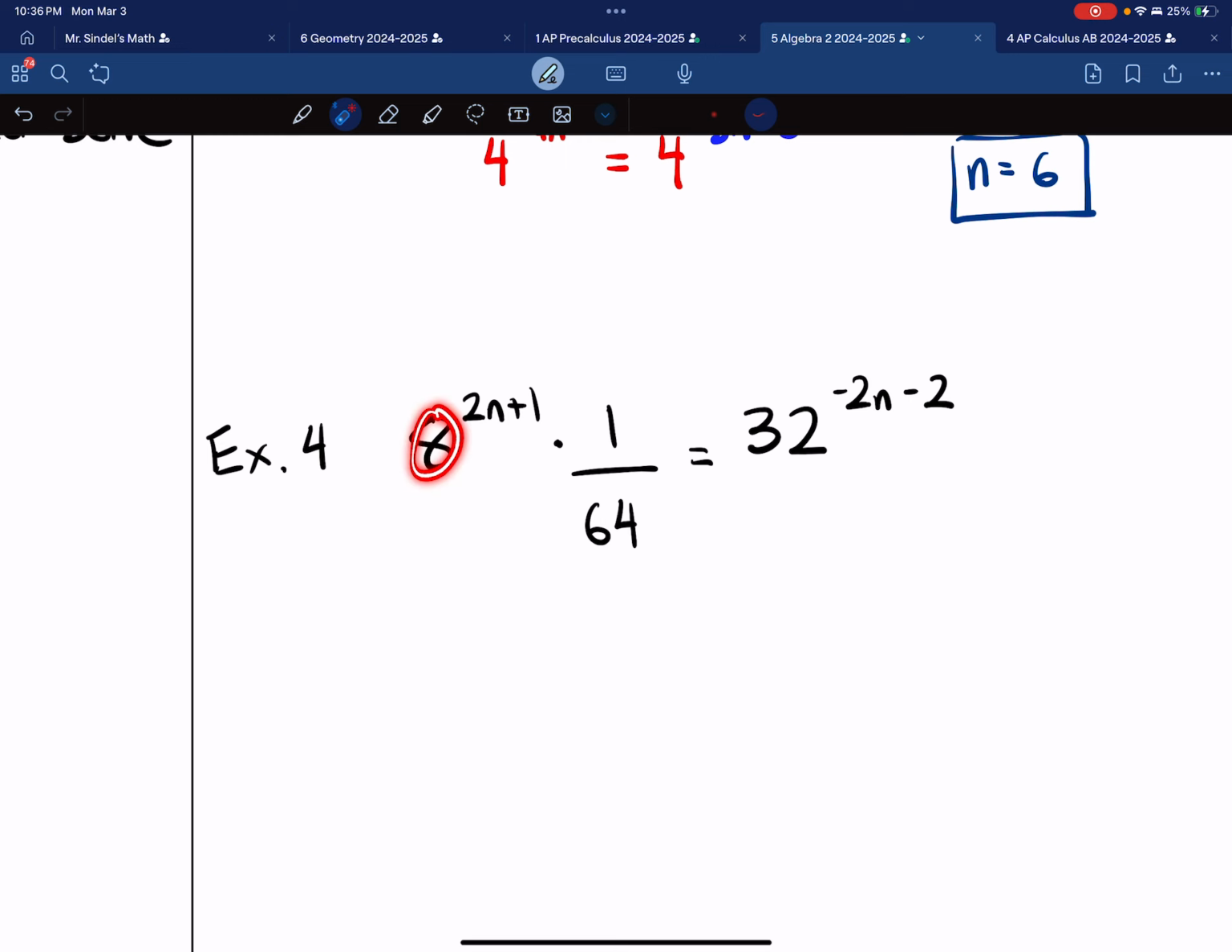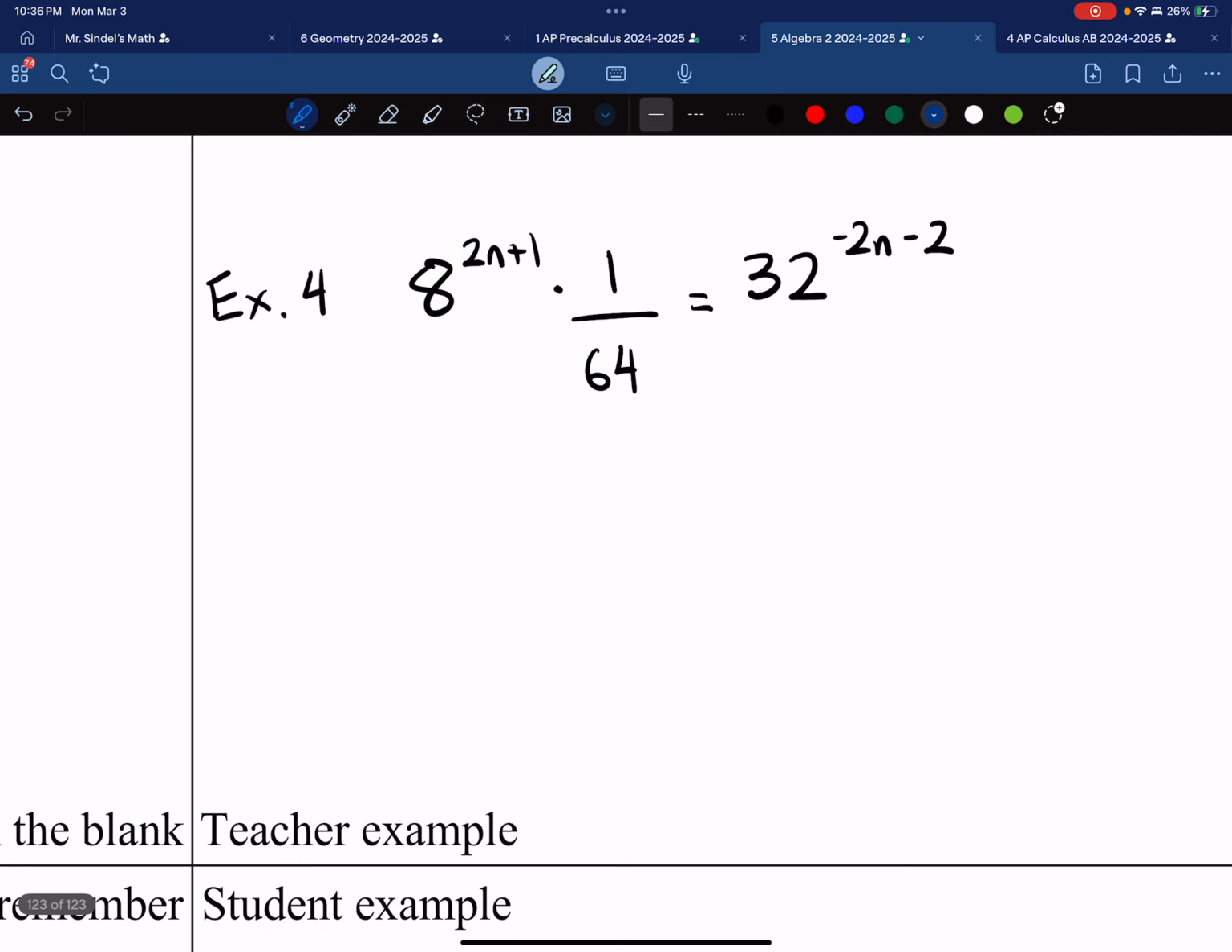So for 8, there's no number squared that will give us 8, but there's a number cubed that will get us 8. Therefore, my base that I'm thinking of is 2 to the power of 3. If I choose a base of 2, can I get to 64? Yes. Can I get to 32? Yes. So the common base is going to be 2. Let's go ahead and try it. So I'm going to have a 2 to the power of 3. That gives me an 8. And then I have to take this to the power of 2n plus 1.